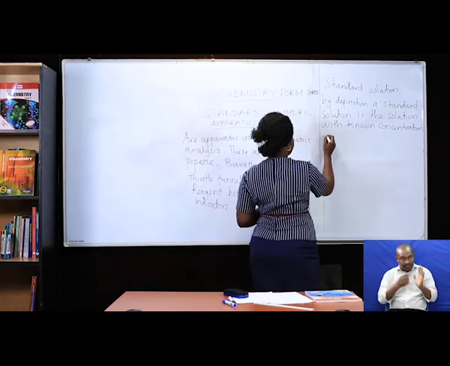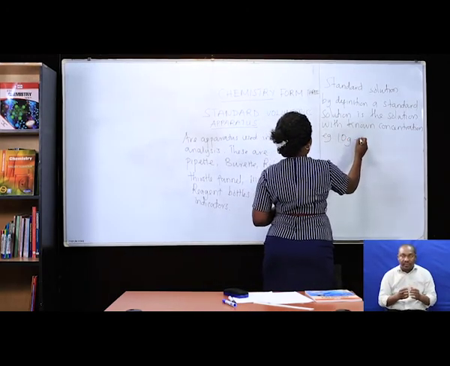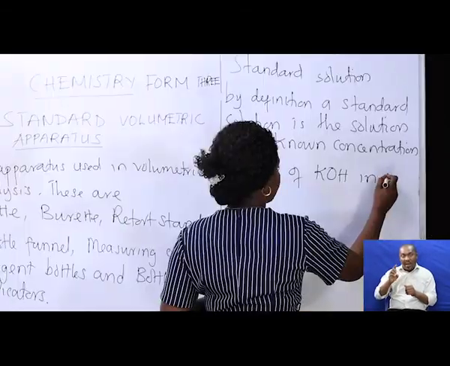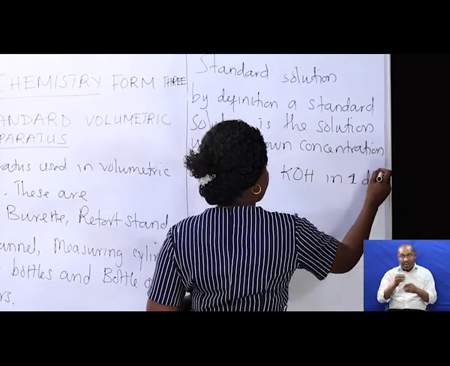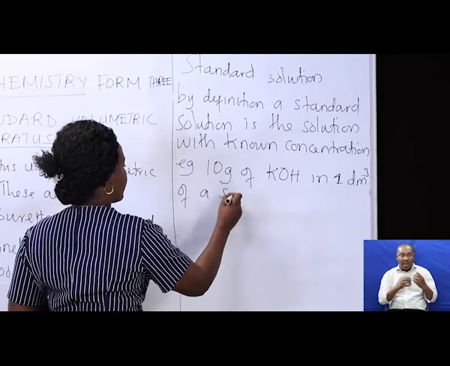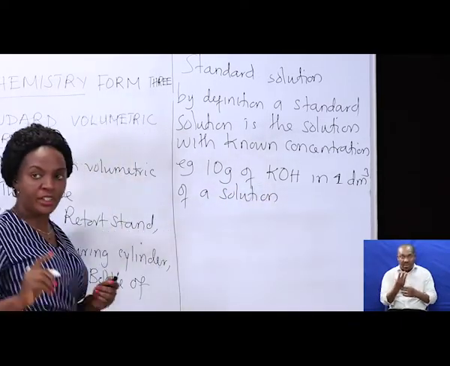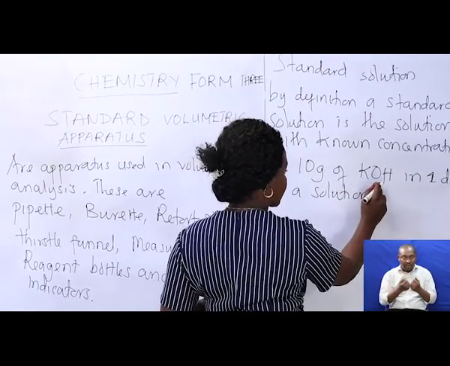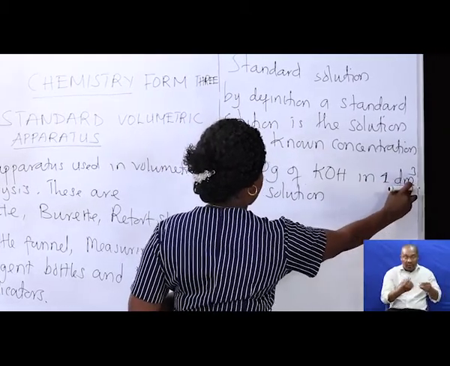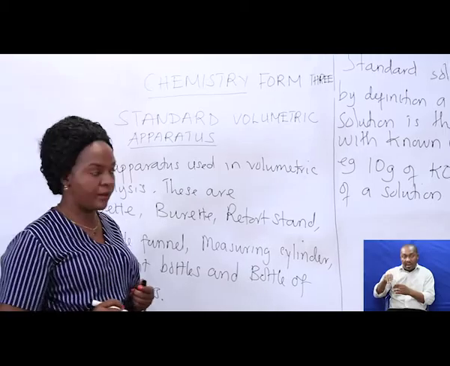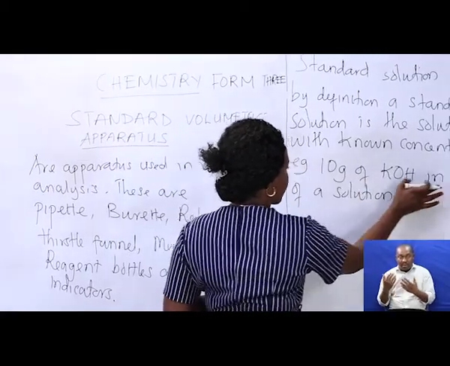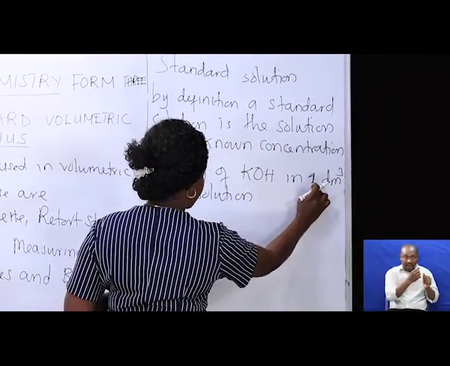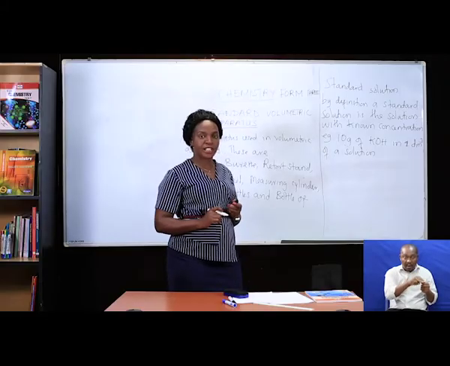For example, 10 gram of potassium hydroxide in 1 cubic decimeter of a solution. This is a standard solution. Why do we call it a standard solution? Because from this data, 10 gram of potassium hydroxide dissolved in 1 cubic decimeter of a solution can give us a concentration. After having the concentration, which is 10 gram in a cubic decimeter, we have the mass concentration of potassium hydroxide.